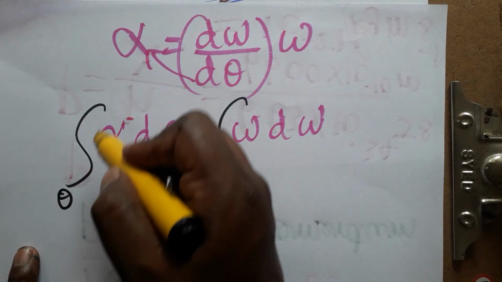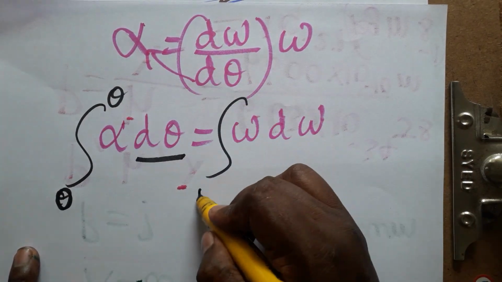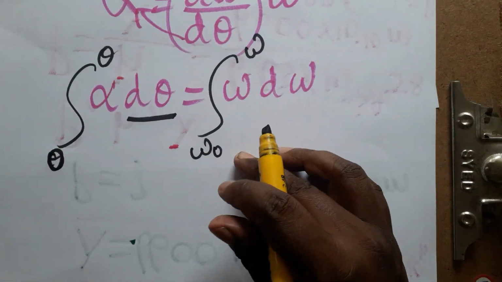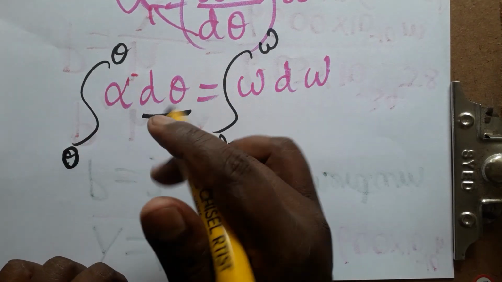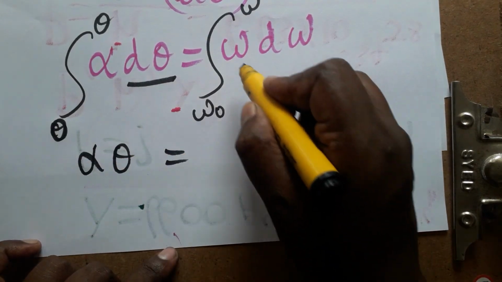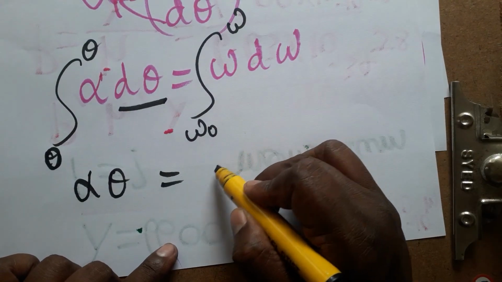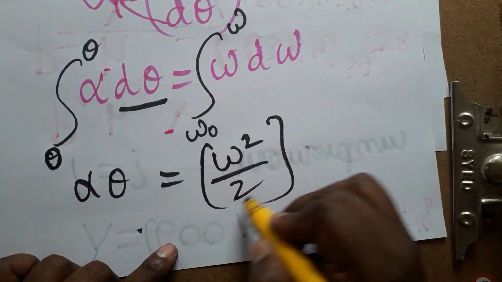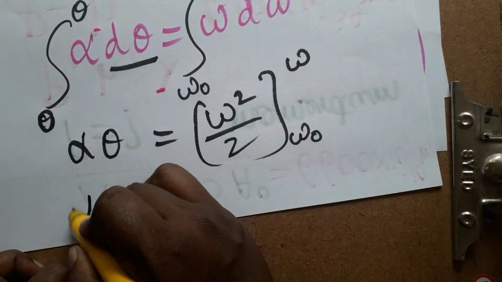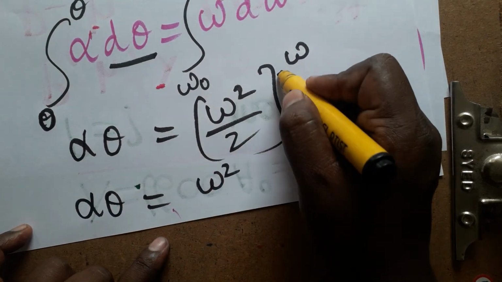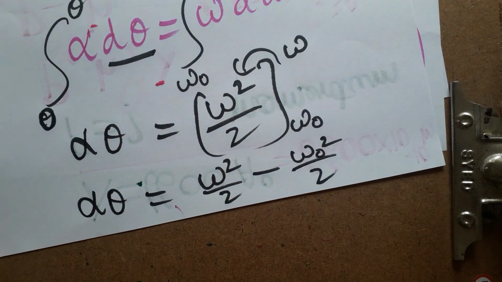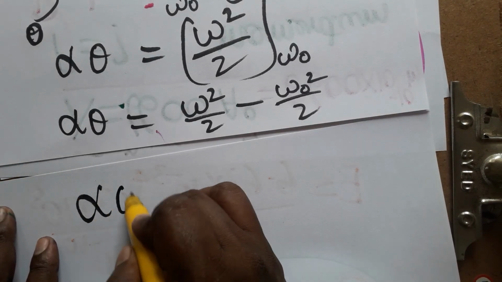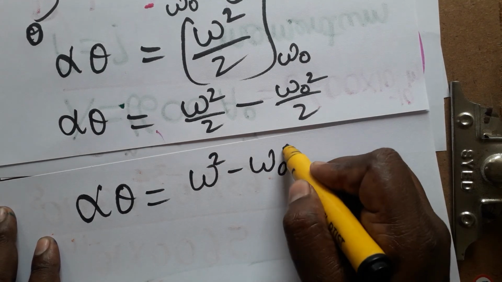Here theta varies from 0 to theta. Here omega varies from omega naught to omega: initial velocity is omega naught, final velocity is omega. Integration of d theta will be theta. Integration of x dx, that is omega d omega, gives omega square divided by 2, with the limit omega naught to omega. So alpha theta is equal to the higher limit omega square divided by 2 minus omega naught square divided by 2. What is the answer for it? So it is the third equation: alpha theta is equal to omega square minus omega naught square divided by 2.